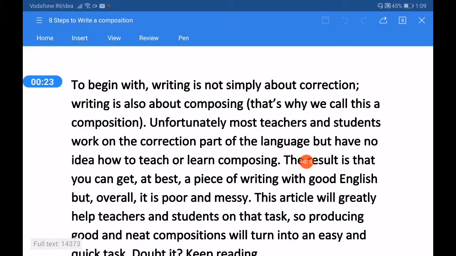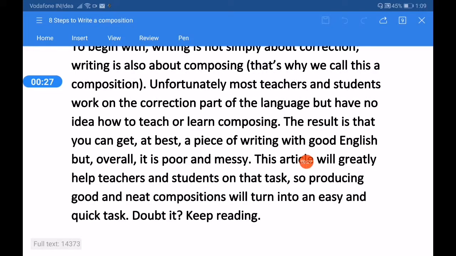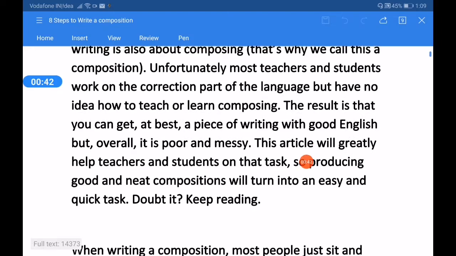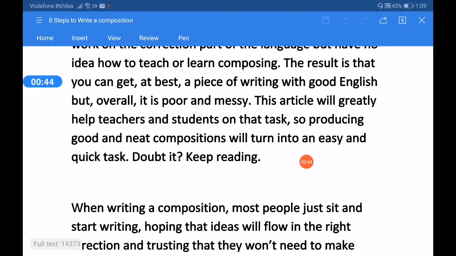First of all, to begin with, writing is not simply about correction. Writing is also about composing. That's why we call this a composition. Unfortunately, most teachers and students work on the correction part of the language but have no idea how to teach or learn composing. The result is that you can get at best a piece of writing with good English, but overall it is poor and messy.